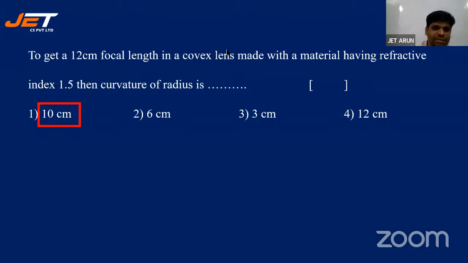Okay. So how do we do this? (n minus 1) into (1 by R1 minus 1 by R2) is equal to 1 by f. F is given. So 1 by 12 is equal to (3 by 2 minus 1), that is 1.5 minus 1. Now you are doing it right because after I revealed the key, you're getting it right. But the game is over. All right, let's look at the next one.